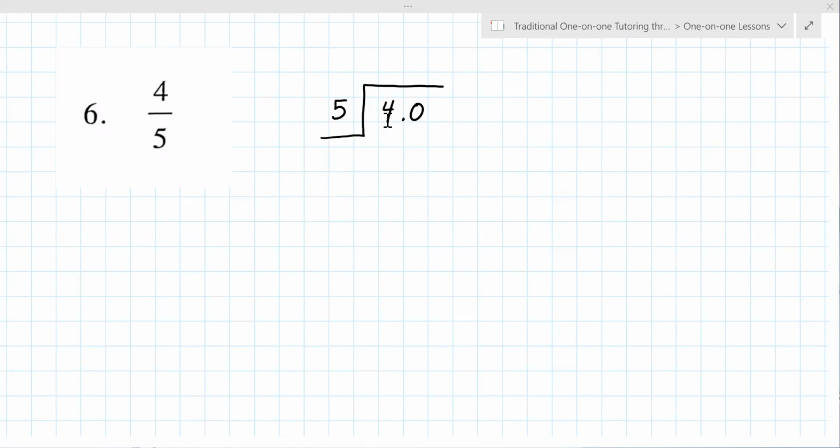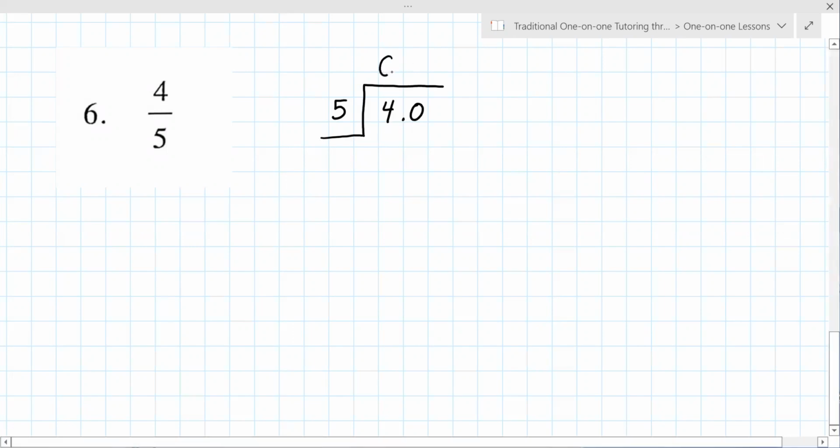How many times does 5 go into 4? 0 times. But how many times does it go into 40? 8 times. 8 times 5 is 40. Subtract, and you get 0.